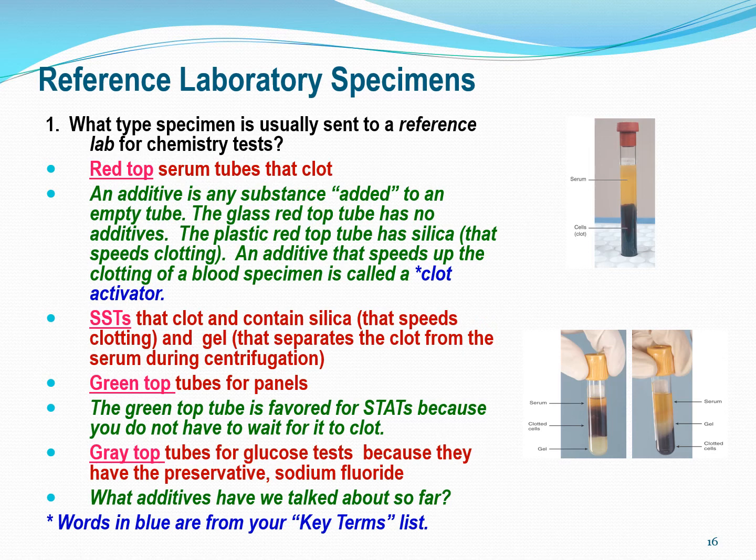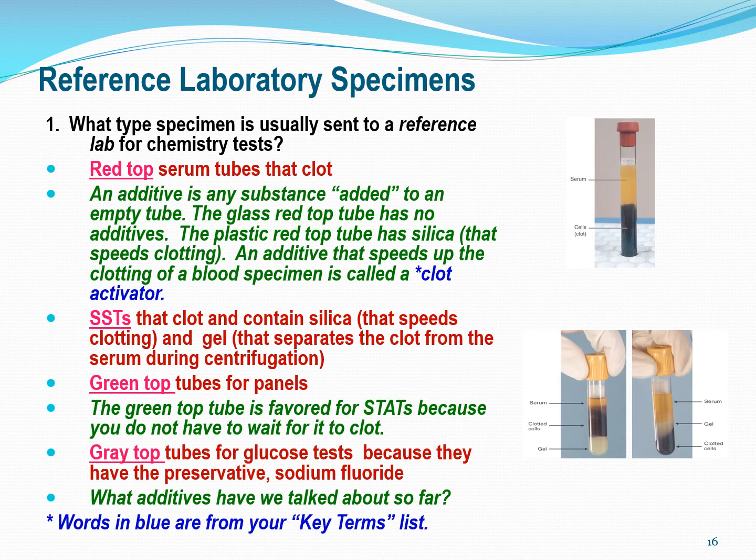The SST tubes are the serum separator tubes, right? They also clot and contain silica that speeds up the clotting process, but they also have gel that's down in the bottom. And when they're fully clotted and we spin them down in the centrifuge, that gel moves up and forms a barrier between our serum and our cells.